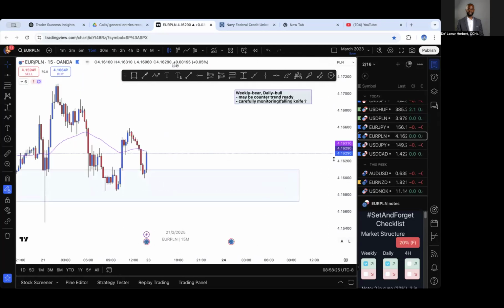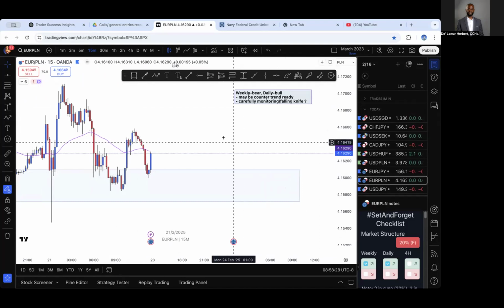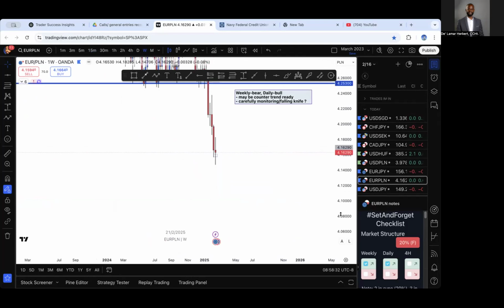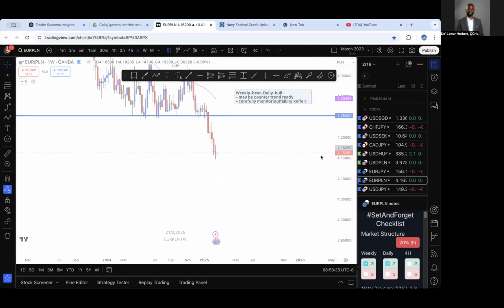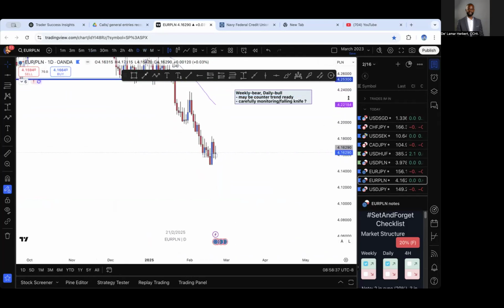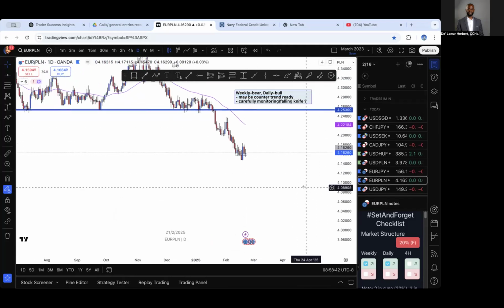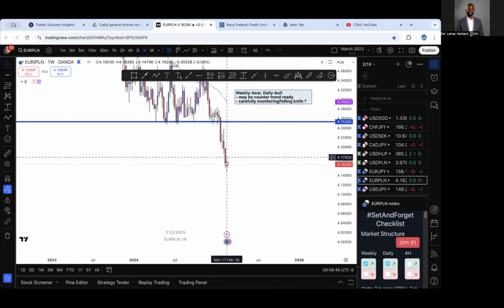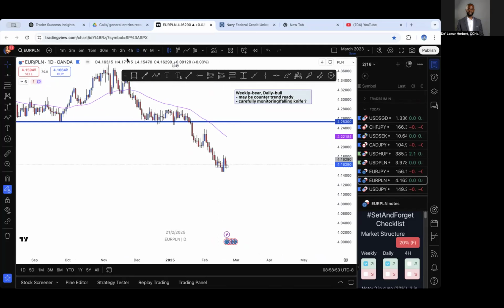Euro PLN, weekly is bearish at the lower low. Daily is bullish. This can be a possible counter trend. I got this as questionable because we're at this lower low and all of this move down. It's like catching a falling knife is the analogy. So I'm just kind of carefully monitoring, and I'm actually just gonna move this to yellow because I like the idea of monitoring trades like this.